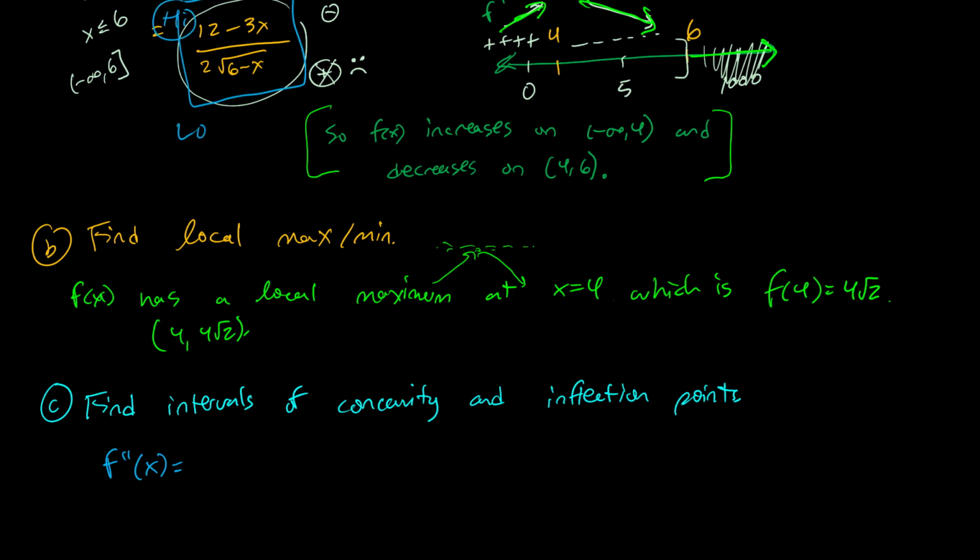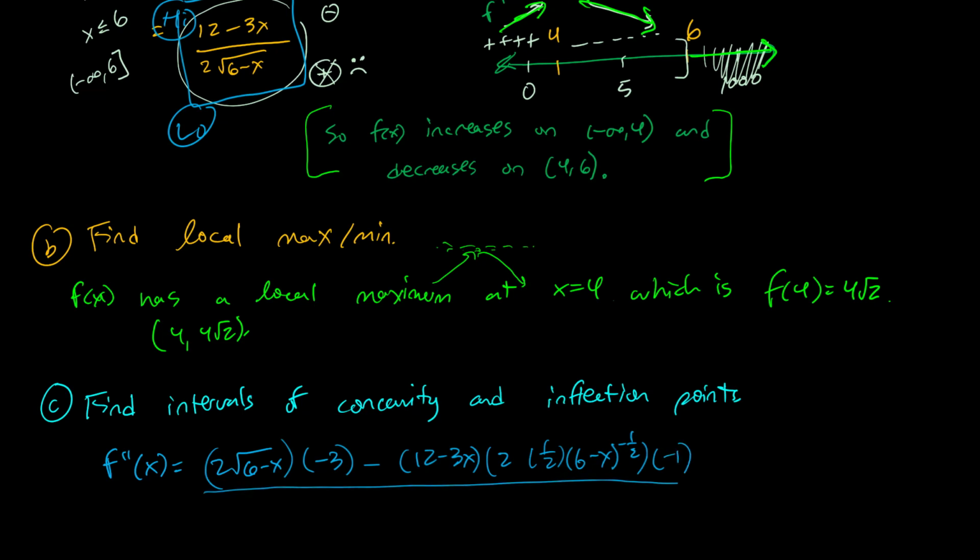We need those two elements, okay? So quotient rule says low, d high, the derivative of the numerator is just negative 3, minus high, d low, which is 2, 1/2, 6 minus x to the negative 1/2 power, times the derivative of what's inside of that, which is a negative 1, all over low squared. All right, so to identify our parts here, we had low d high, high d low, and here we have low squared. That's where we get all these parts.